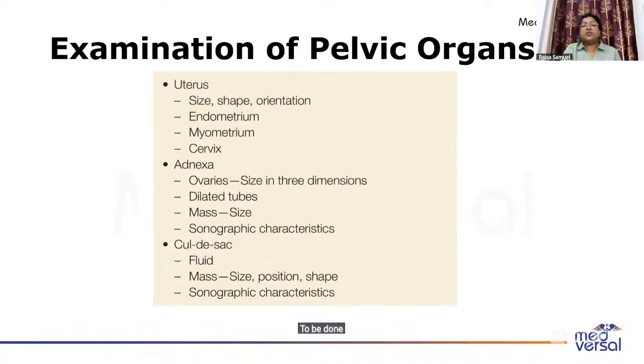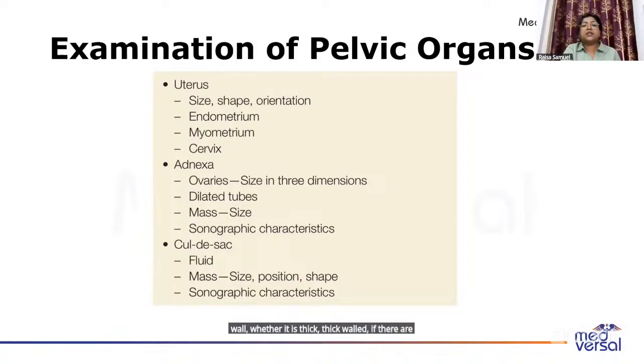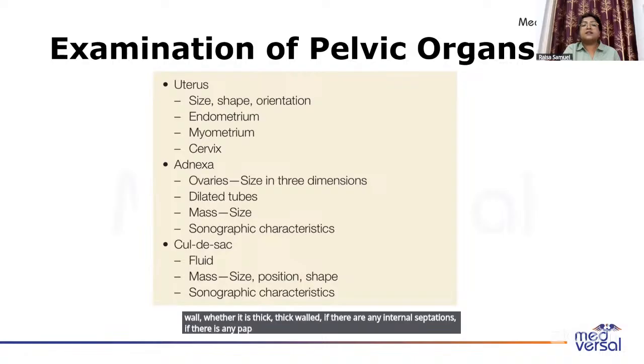And what all organs do you see? Uterus, its size, shape, orientation, endometrium, myometrium, cervix, adnexa, you look for ovaries, the size in 3 dimensions, dilated tubes if present, mass if it is there, then you have to measure the size, and the sonographic characteristics, that is adnexal masses, you look for their wall, whether it is thick walled, if there are any internal septations, if there is any papillary excrescences. So based on all these findings, we can classify your ultrasound findings as low risk or high risk, that is benign or malignant.